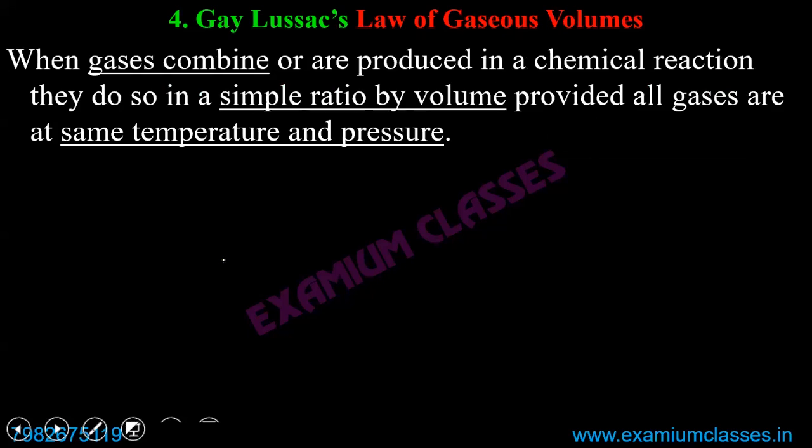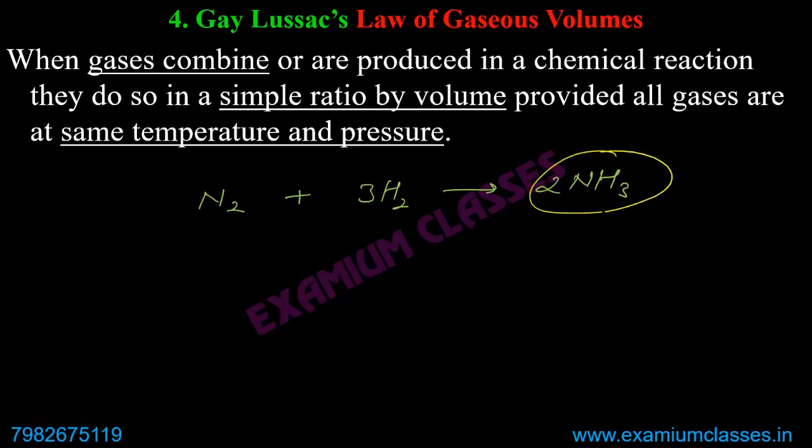Good. Now next one. Gay-Lussac's law of gaseous volumes. This is a very simple rule. This rule says that if there are reactions where you have gaseous reactants and gaseous products, for example, N2 plus 3H2 will give you 2NH3. This is actually the commercial method of preparation of ammonia. It is known as Haber's process.